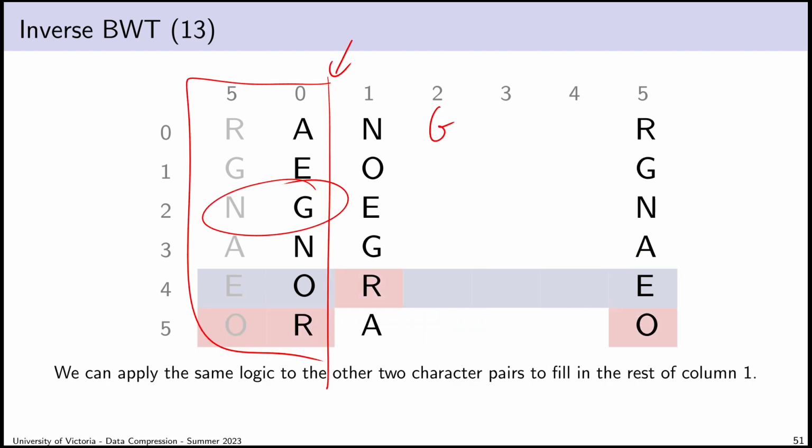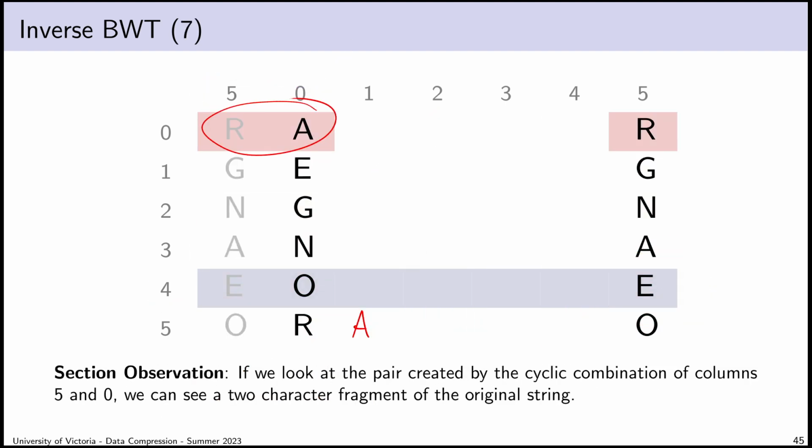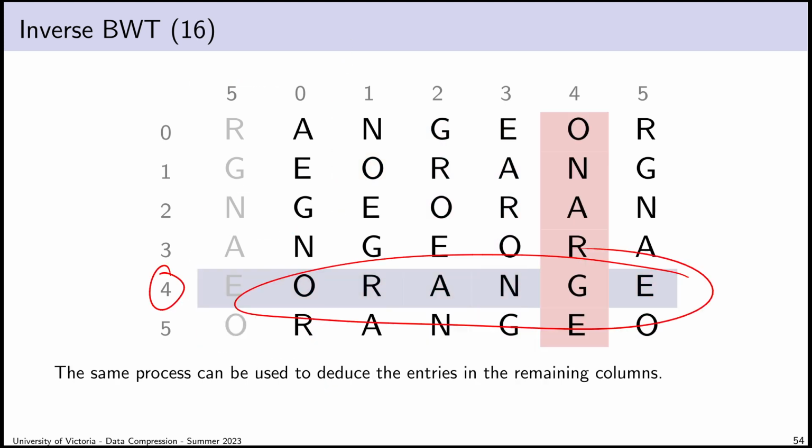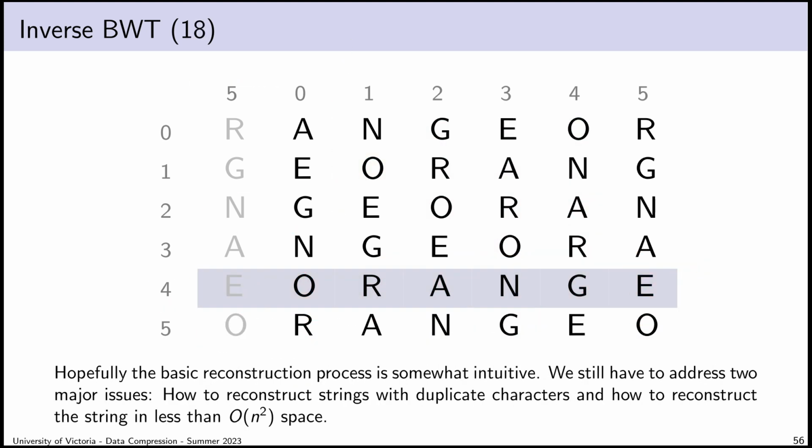Recall back when I was reconstructing column 1, the logic I used in most cases was something like, oh, I know that G comes after N. And that means in column 1, there has to be a G somewhere, and there's only one N, so it has to be here. What if there were two N's? What if there were two G's? In that case, maybe it's not as obvious. So I have to somehow address that. I'm going to do that with a bunch of other examples. So that's one thing. How do I reconstruct strings where the same character occurs more than once?